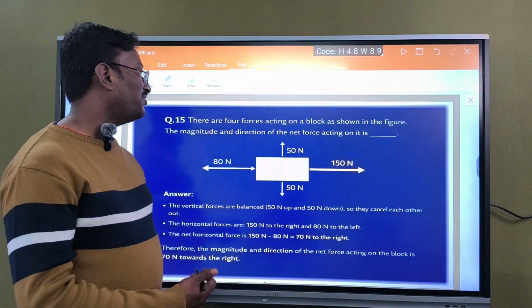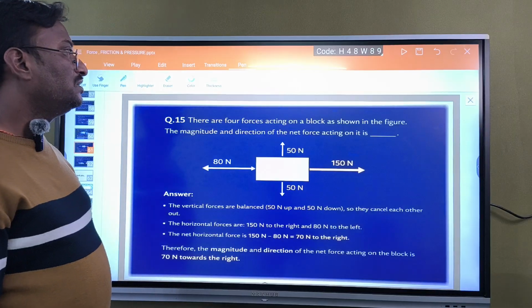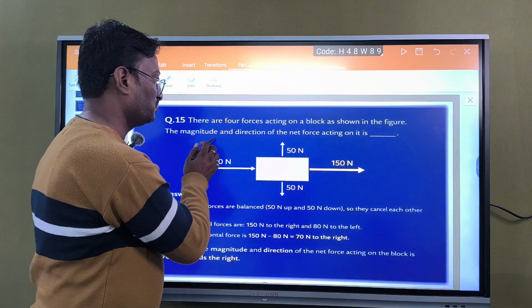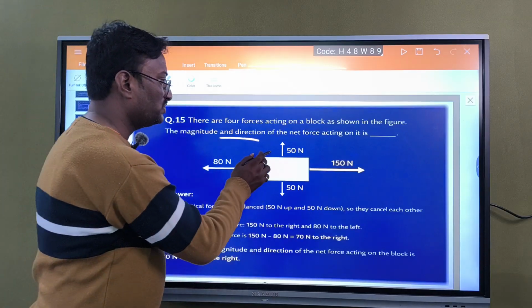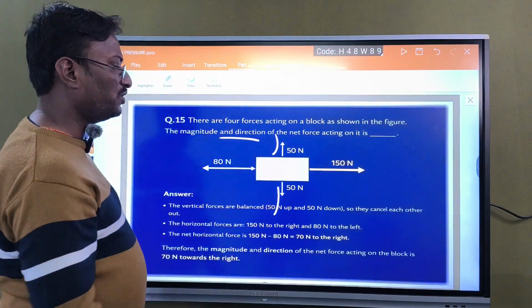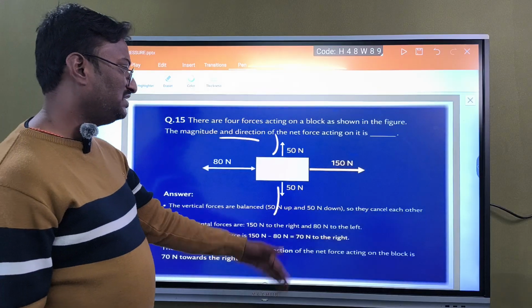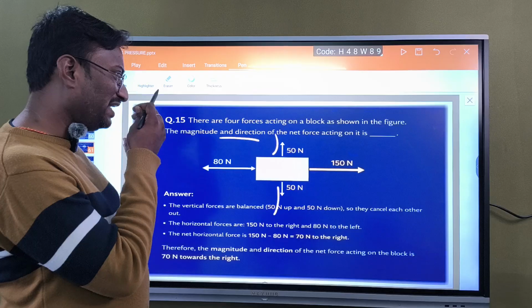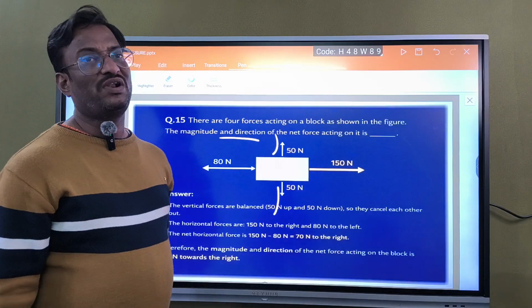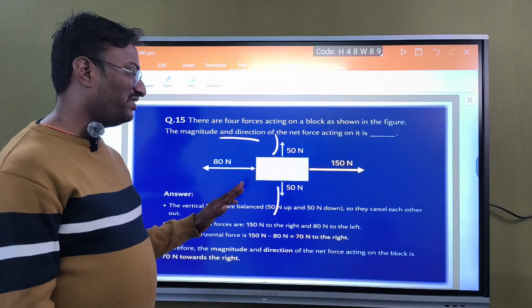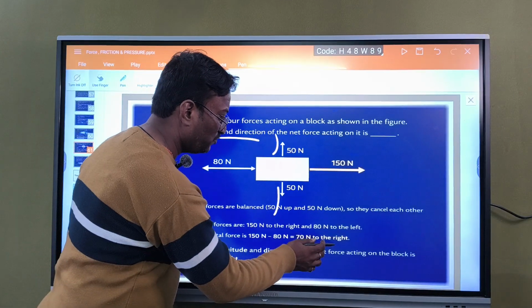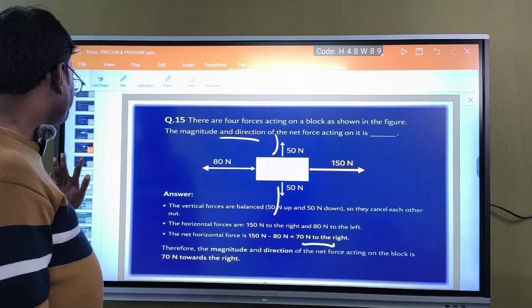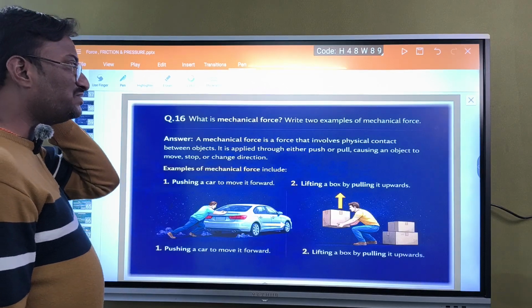Next one, there are four forces acting on a block such as in this, and we need the magnitude of the resultant force. See, upward force and downward force are the same, so there is no need to calculate that. This cancels with this. So in the horizontal direction, left is 80 and right side is 150. So 150 minus 80 is 70. Overall 70 Newton force to the right. Likewise we can calculate.